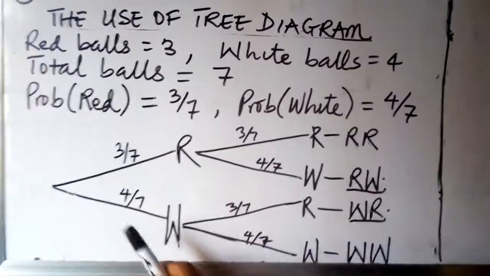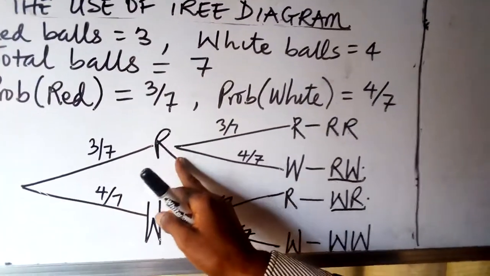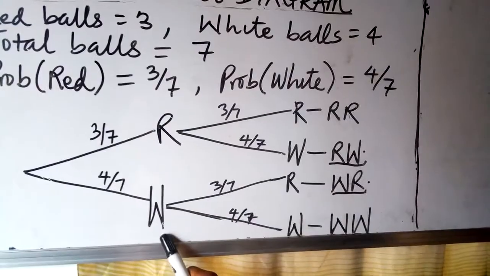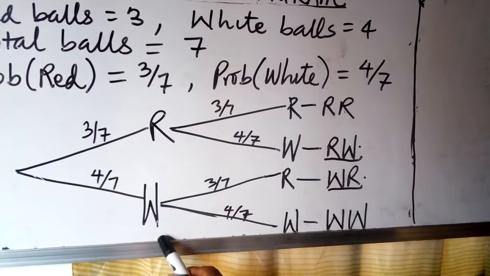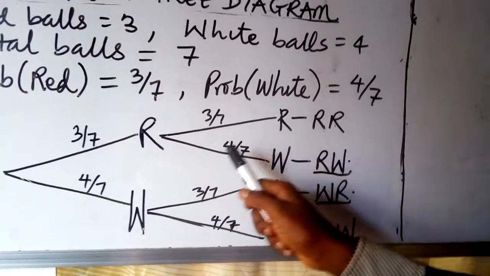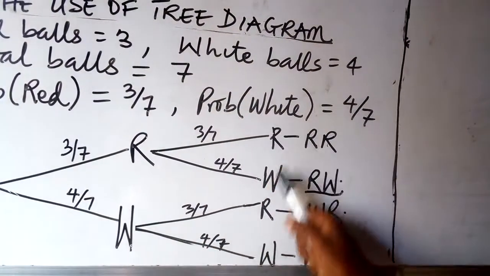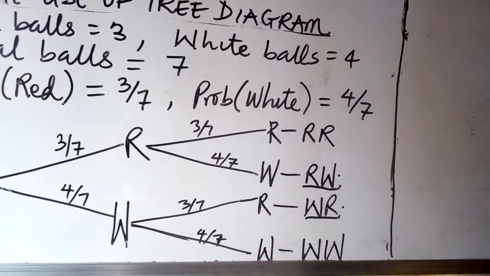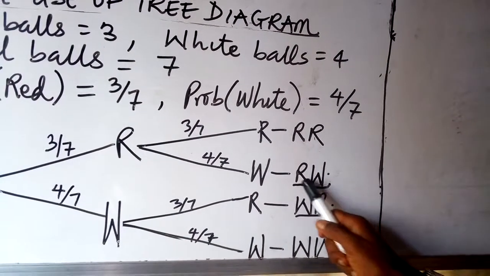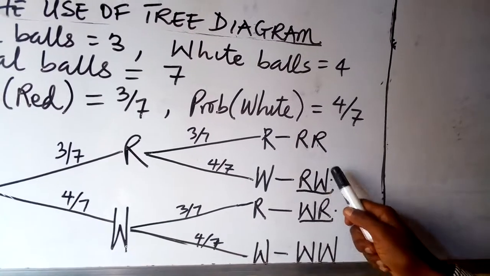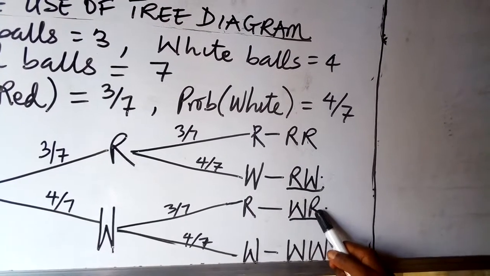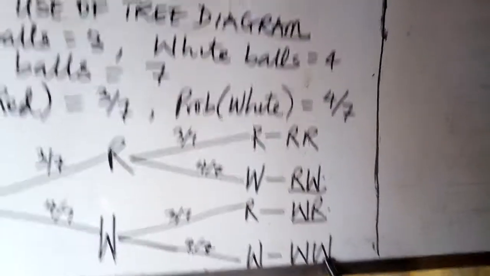Look at the tree diagram. The first step, when you pick the first one, you have red and white. Then the second step, under red you have red and white, and under white you have red and white. So the outcomes will be red red, red white, white red, and white white.